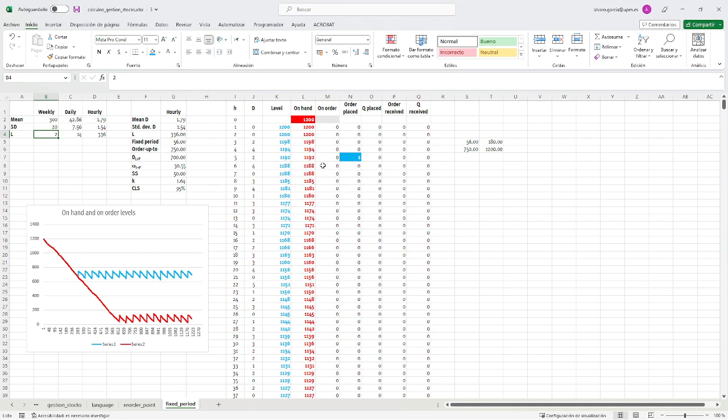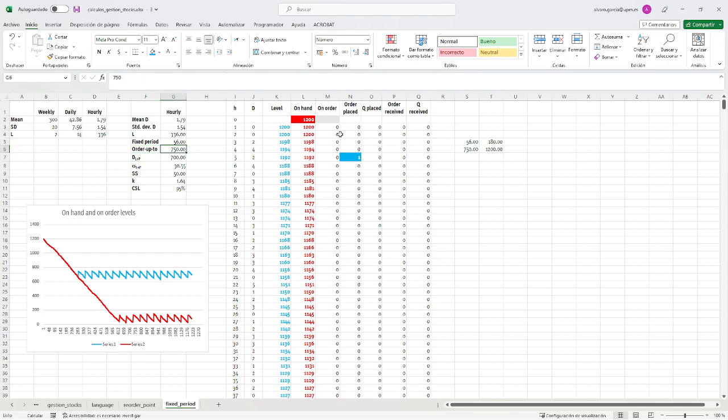So I have a row for each hour in the time horizon I'm representing in this graph, and these are the values for the mean and the standard deviation for the demand, and the lead time in hours. I'm going to set these values, which are the ones you would obtain if you wanted a 95% cycle service level. This is wrong. Okay.